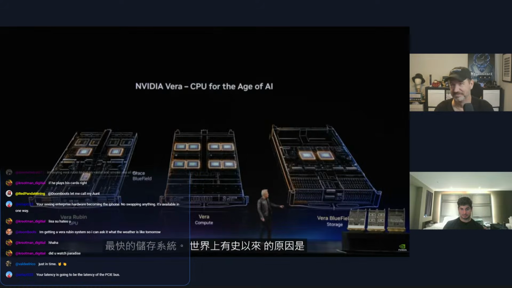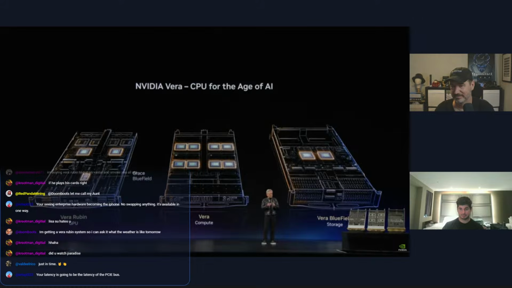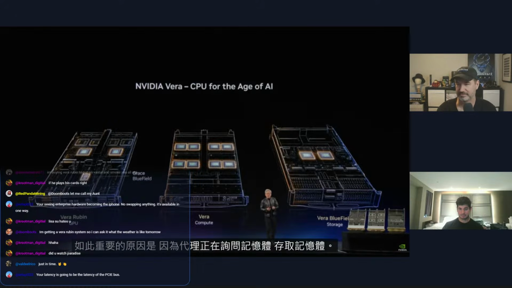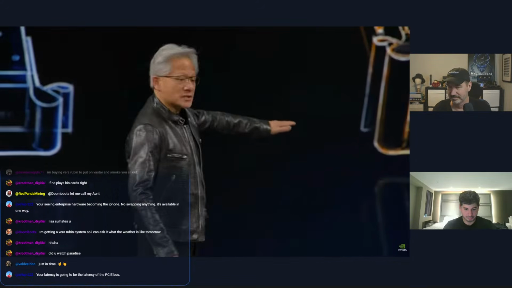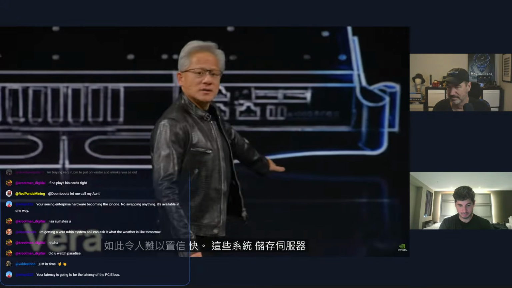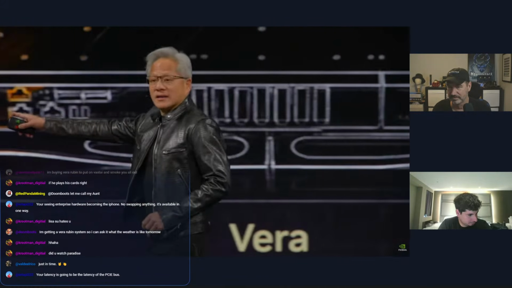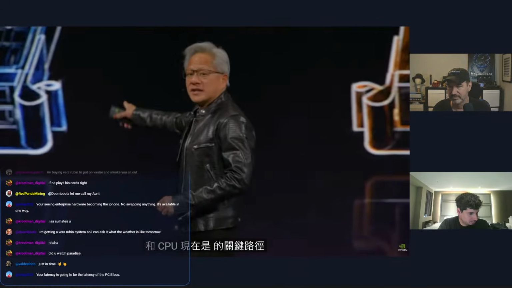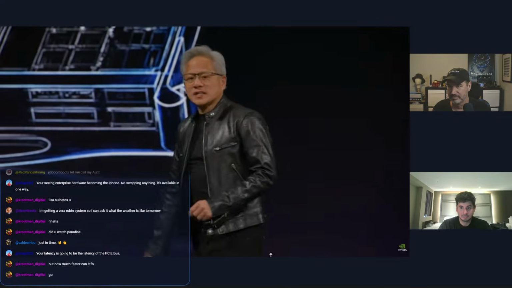And the data servers and the fastest storage servers, the fastest storage the world has ever made. The reason why this is so vital is because agents are accessing memory so incredibly fast. These systems, the storage server and the CPUs, are now the critical path of the most expensive part of the data center. This is the most expensive for a good reason.